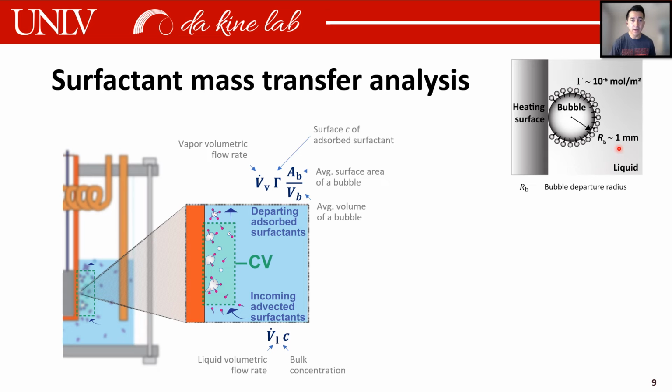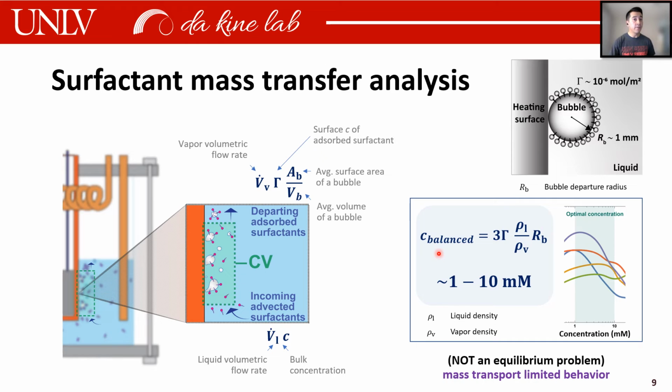Also, the bubble departure radius doesn't change in order of magnitude. By solving for a balanced concentration, plugging in the values of gamma and the bubble departure radius, and keeping constant the values of the liquid and vapor densities, we found there is a balanced concentration in the order of 1 to 10 millimolar, which is in great agreement with our experimental data. So this suggests that this is not an equilibrium problem, as we thought at the beginning, and this might be a mass transport limited behavior.